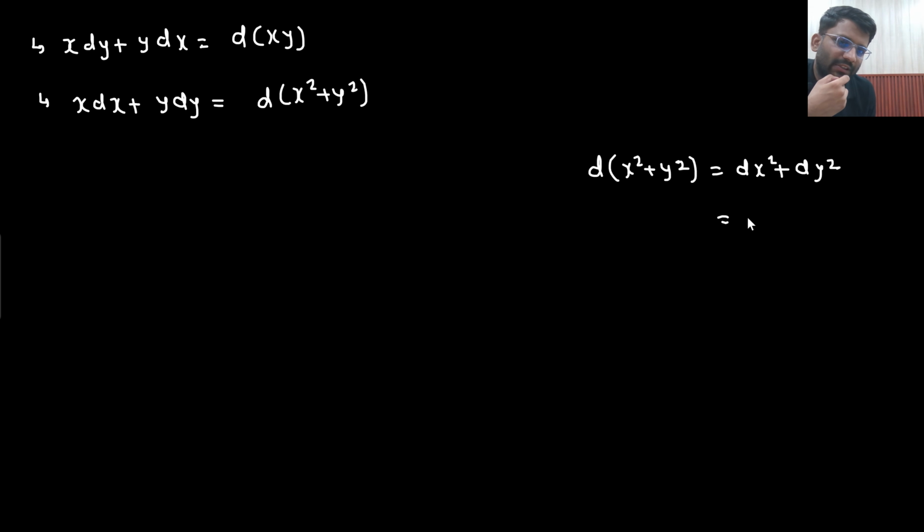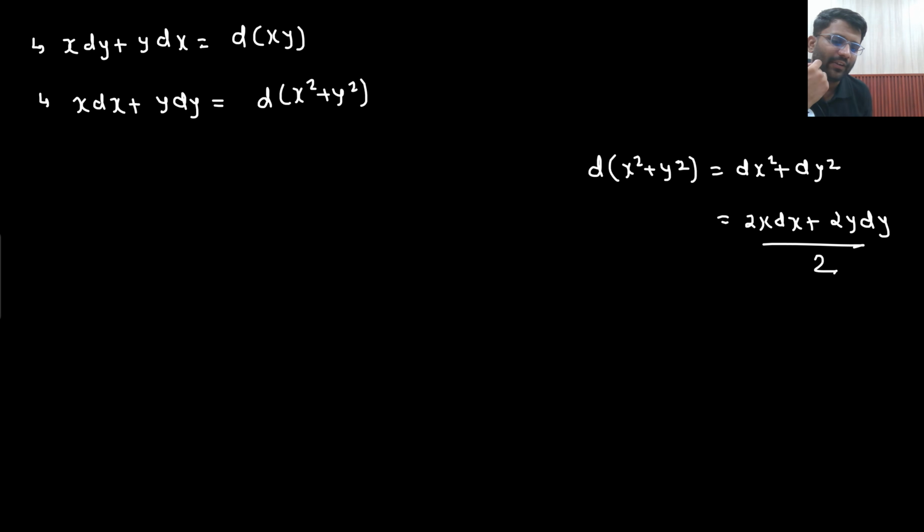What will this give you? d of x square plus y square will give me d of x square plus d of y square. What is the meaning of d of x square? That will be 2x dx. What is the meaning of d of y square? That will be 2y dy. But I need x dx plus y dy.